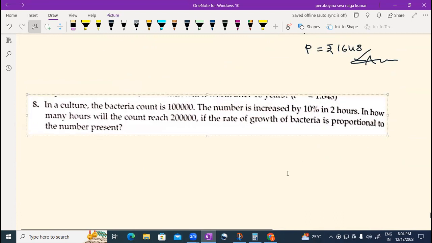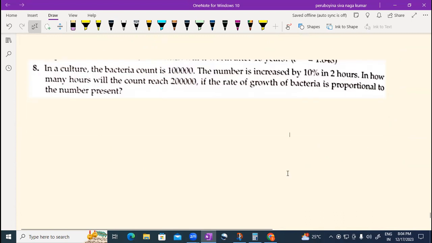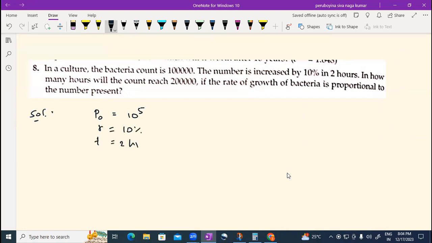It says, eighth question, in a culture, the bacteria count is 1 lakh. So initial value he mentioned, okay? So write down initial value P naught is equal to 10 power 5. The number increased rate is 10% in time, 2 hours. How many hours it will take to reach? That means P value will be 2 into 10 power 5, 2 lakhs. At what time? T is equal to, is questioning, what time?